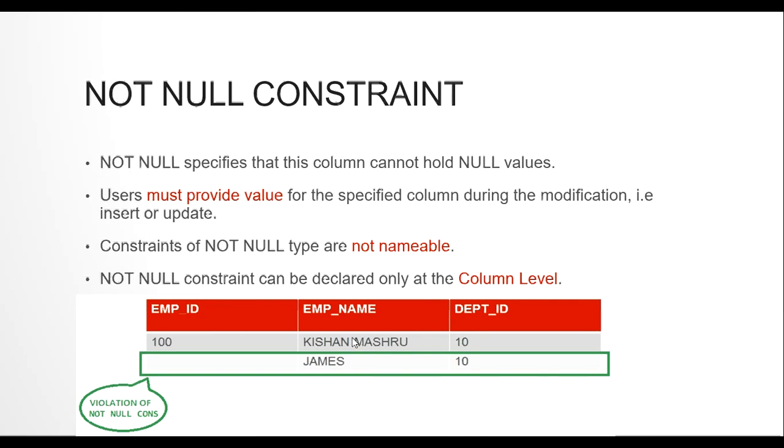One more thing about the not null constraint is that you cannot give it a name, whereas for all the other constraints you can give a name. So it is not nameable. And as I mentioned, a not null constraint is always at the column level, never at the table level. Whenever you write a column name, at the end you just specify not null, and the column becomes not null.